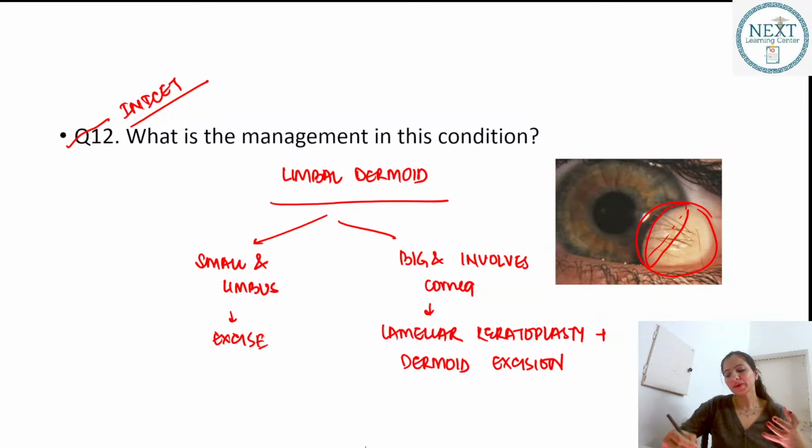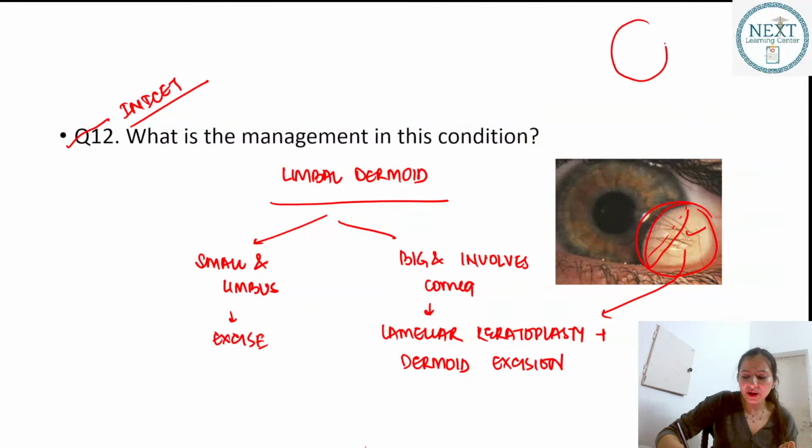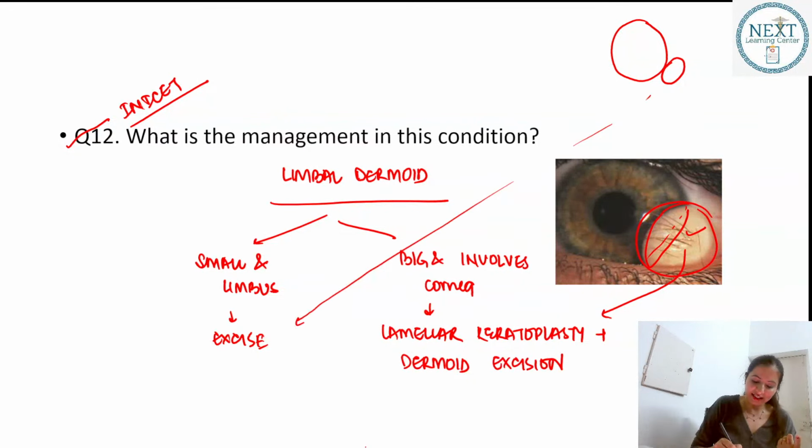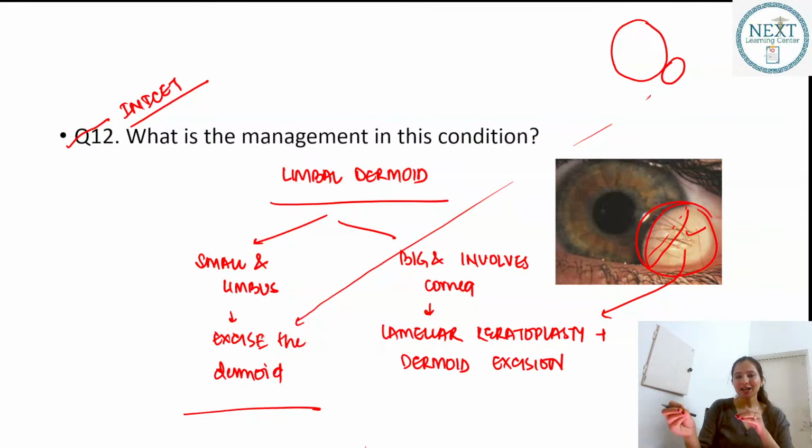I don't know whether this image was given in your question. If this image was given, your answer will be lamellar keratoplasty along with the excision of dermoid. And if in your question this was the cornea and just here at the limbus a dermoid was given, then your answer would be just excise the dermoid. So basically your answer depends on the exact size of the dermoid that was given in the question.